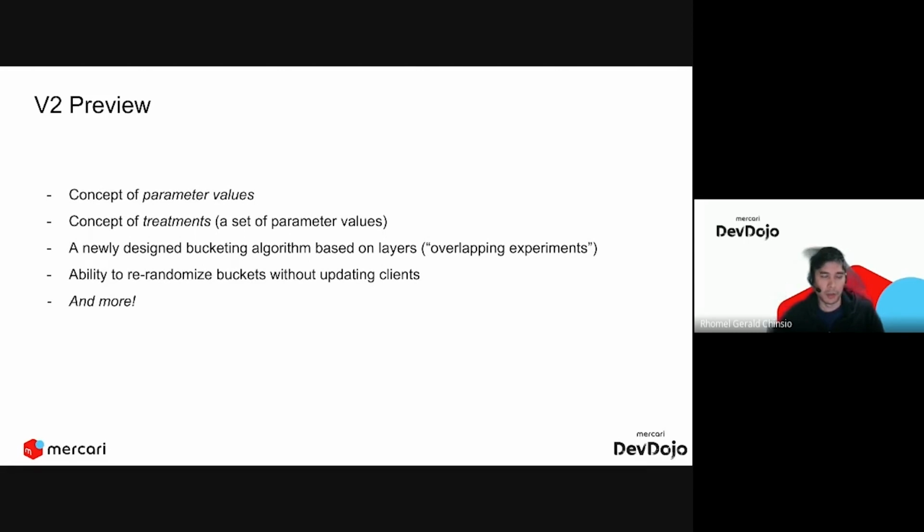So as mentioned, you'll be able to have multiple parameter values selection, so being able to separate button color versus button text, for example. We're going to shift from this idea of variant to this concept of treatment, which is more in line with the actual experimentation terminology. And the only difference here is that treatment is a set of parameter values. We'll have a much better bucketing algorithm or randomization algorithm, and a lot more.